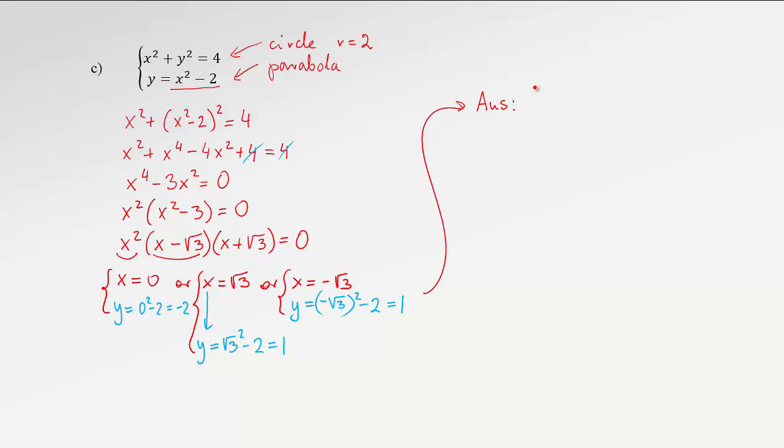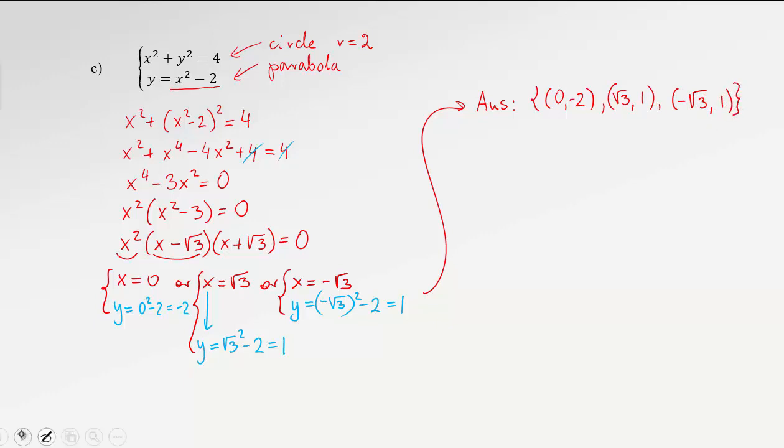The answer is the set of ordered pairs (0, negative 2), (root 3, 1), and (negative root 3, 1).